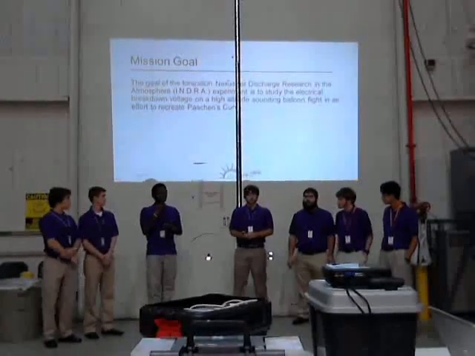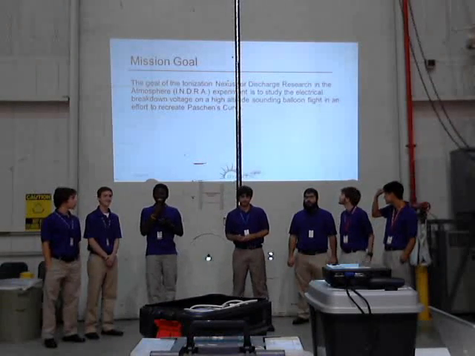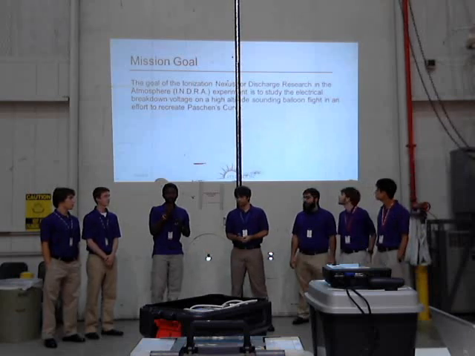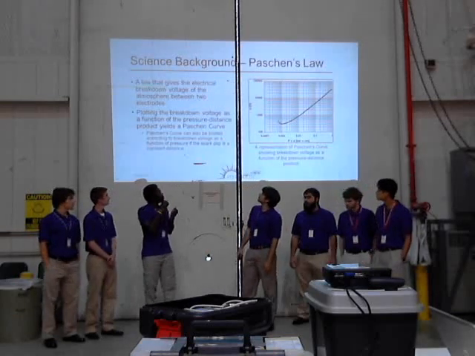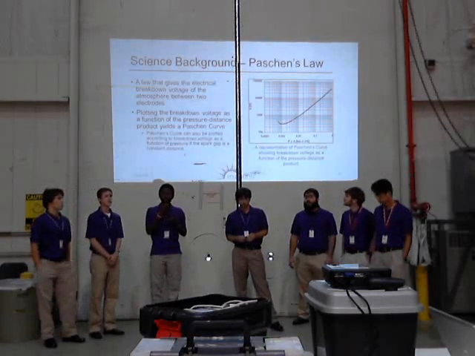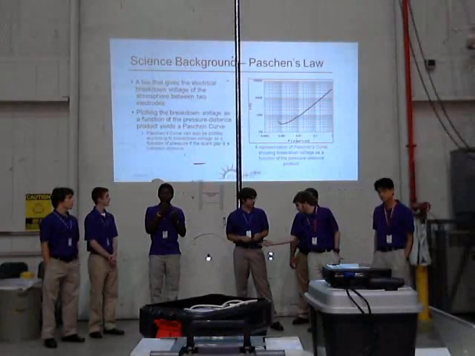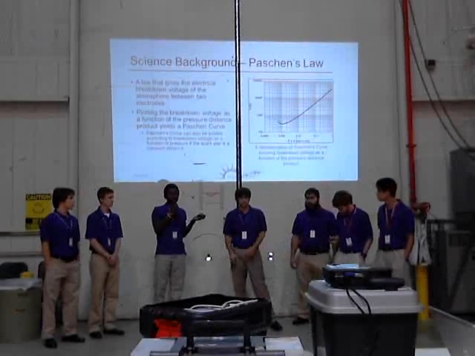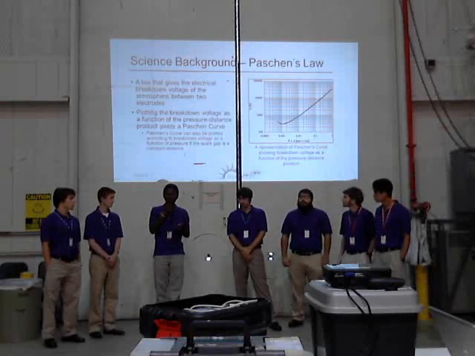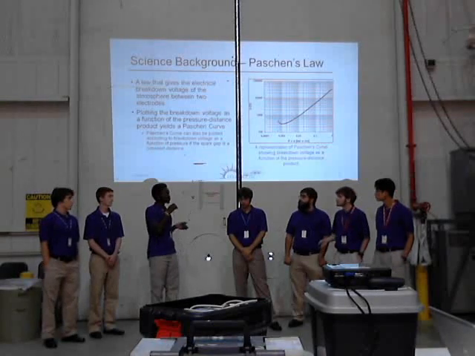The goal of the Indra ionization nexus for discharge research in the atmosphere experiment is to measure the breakdown voltage of the atmosphere and recreate Paschen's curve. Paschen's curve is the law governing electrical breakdown voltage in the atmosphere. It was made up by a man called Frederick Paschen when he did the experiment at different pressures to make the curve to find the breakdown voltage in the atmosphere using two spheres as his electrodes.